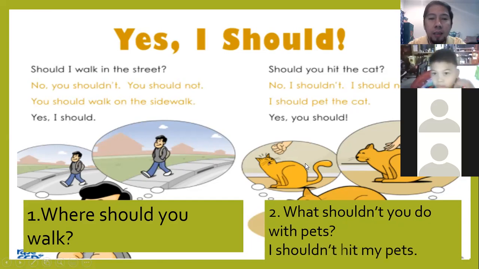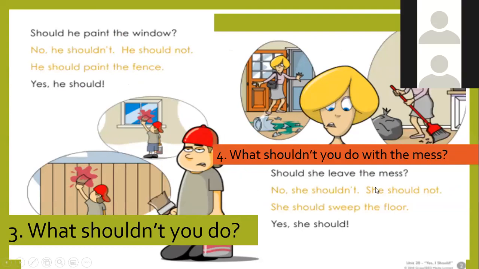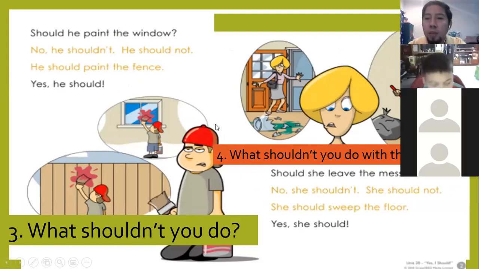Okay, next, number three, what shouldn't you do? Anybody can answer? Okay, so the answer is you shouldn't paint the window. So the answer for number three is you shouldn't paint the window.